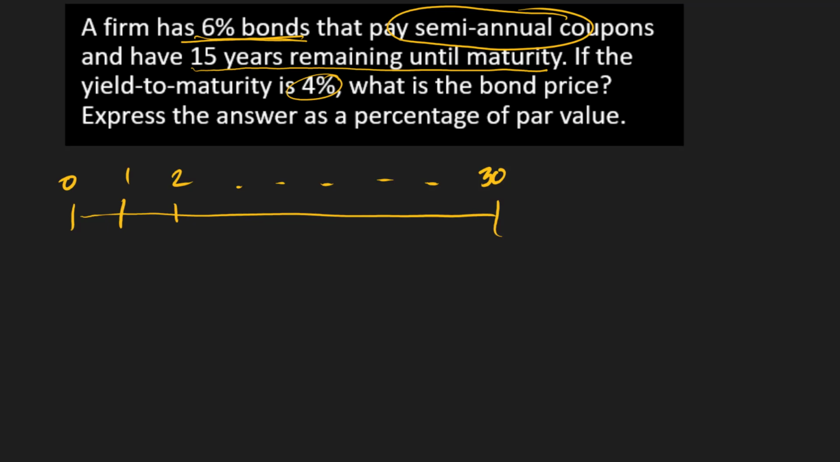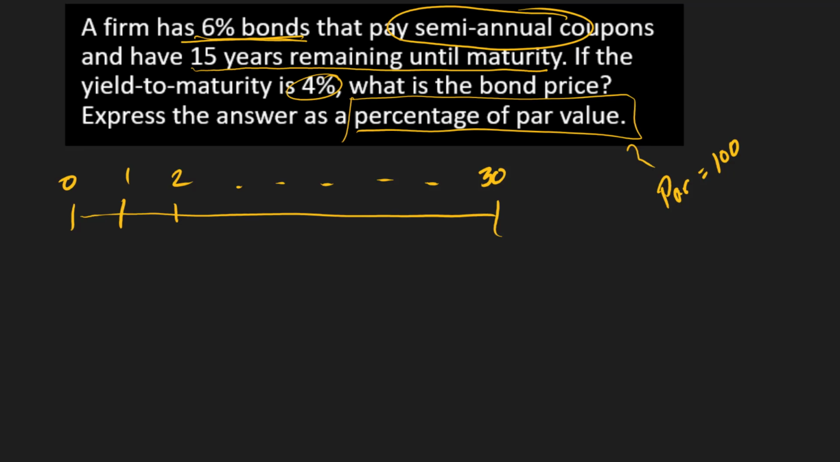The other thing that I wanted to note here up front is we're asked to write the answer as a percentage of par value. And so to keep this very simple then, we're just going to set up par value as 100 and let everything else flow through accordingly. So that'll keep things nice and simple here.